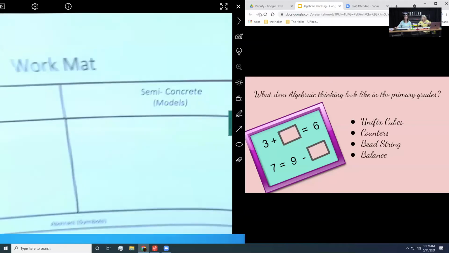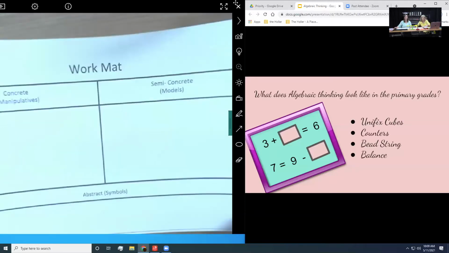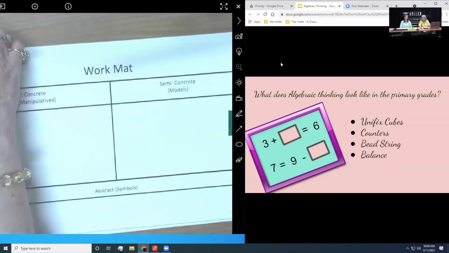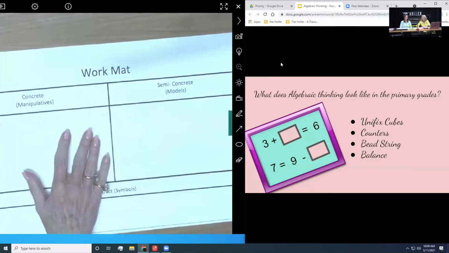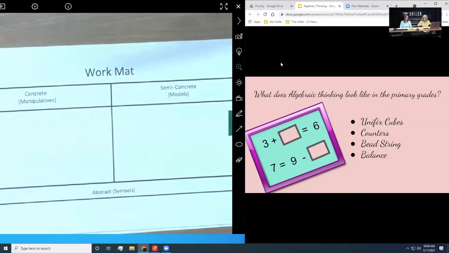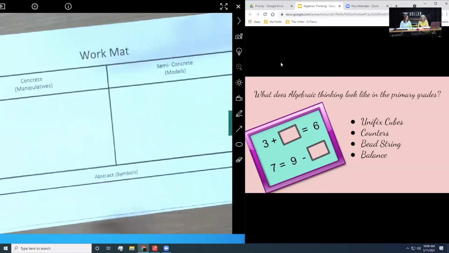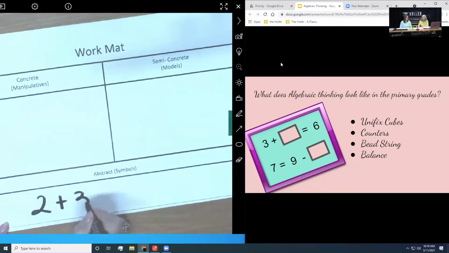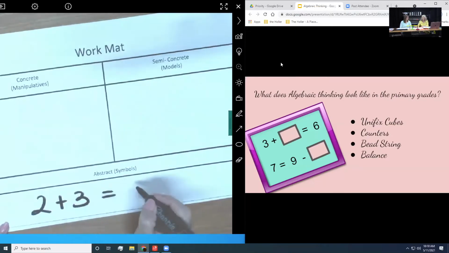So that's where I want to introduce our work mat, and this work mat can be used all the way up into algebra, because Miss Stephanie has lots of activities that she actually does with this work mat. So, for example, let's model another problem. And I'm going to go ahead and write it through this third stage, which is the abstract. And let's look at something just a little more in depth. This is something that your kiddos will see lots of times.